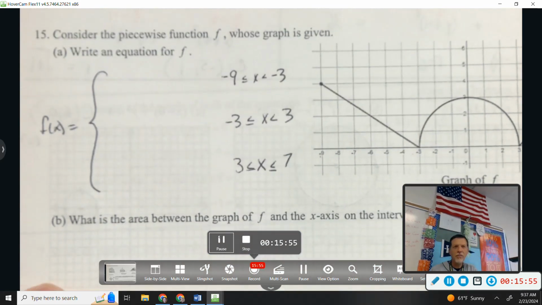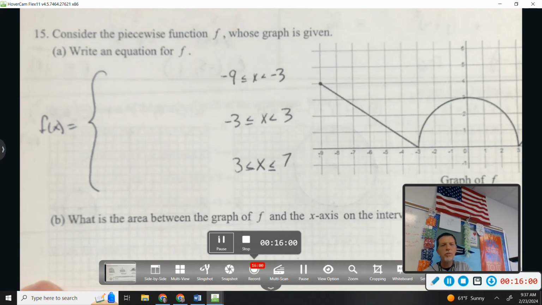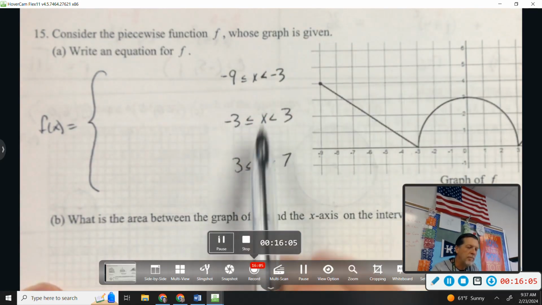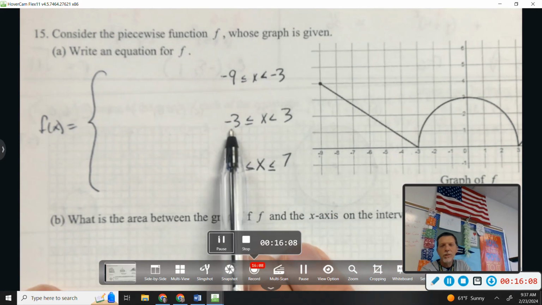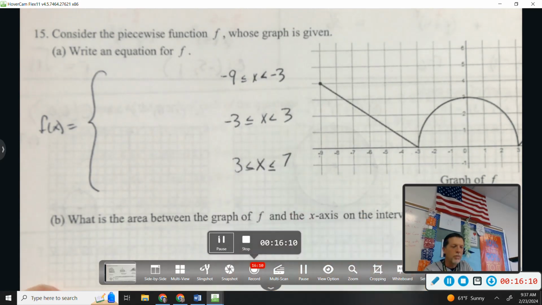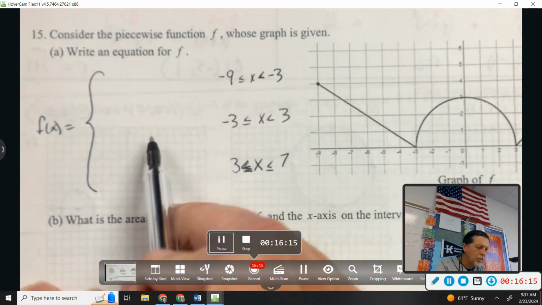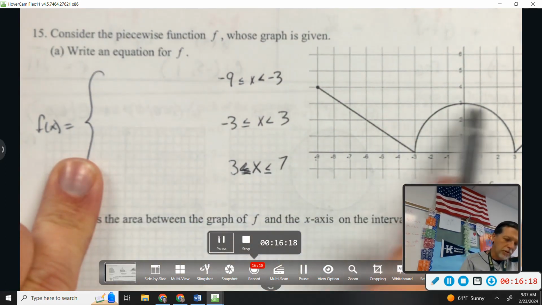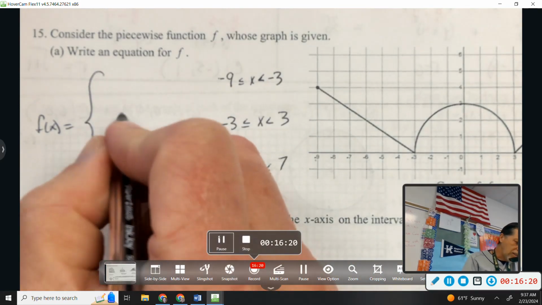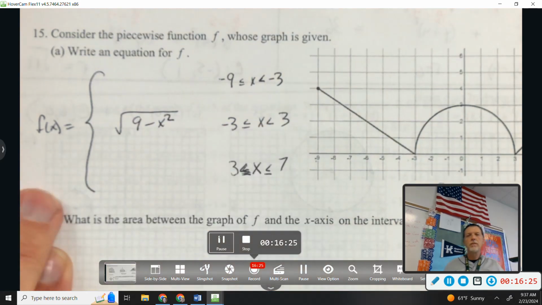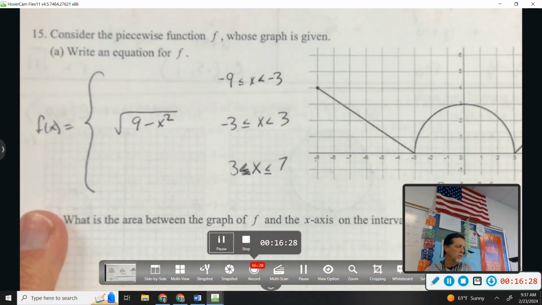now be careful to make it a function and to make it have only one y value at each x value. I'm careful with not including -3 on one of them, but I am including it on the other. And it wouldn't matter which one I included because it's the same point, they match up. Let's do the middle one first because that's the one I'm most familiar with. So that's square root 9 minus x squared. Alright, that was the easy one.